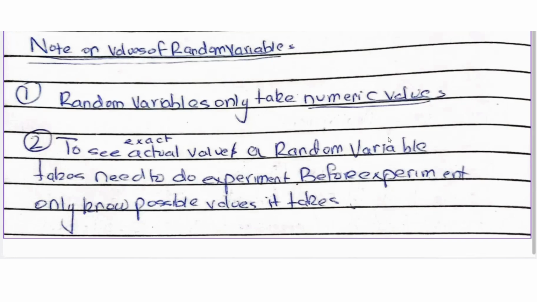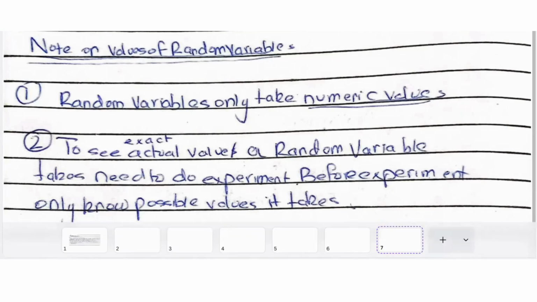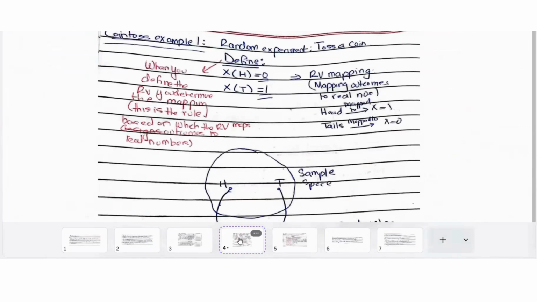Now, to see the exact actual value the random variable takes, we need to do the experiment. Before the experiment, we only know the possible values it takes. Like before we toss the coin, we know the random variable X could take a value 0 if head appears, and it could take a value 1 if tail appears. But exactly which value it takes, that will be determined once you perform the experiment.